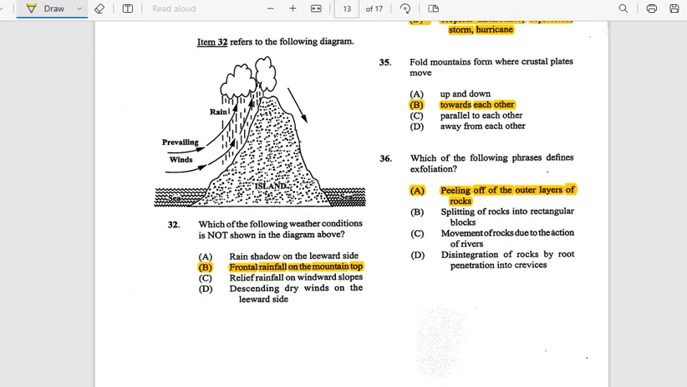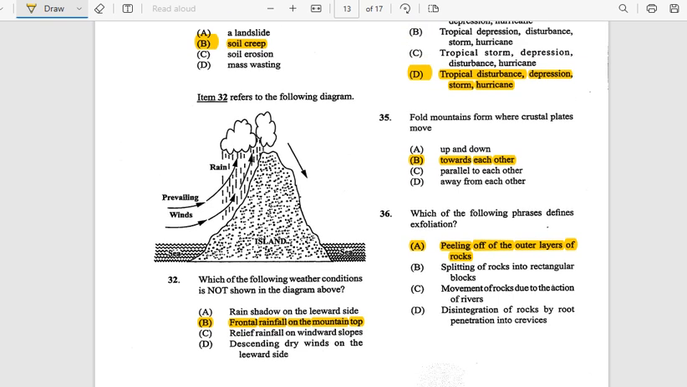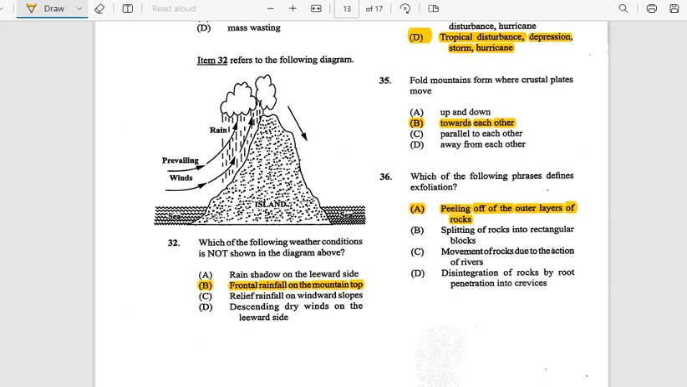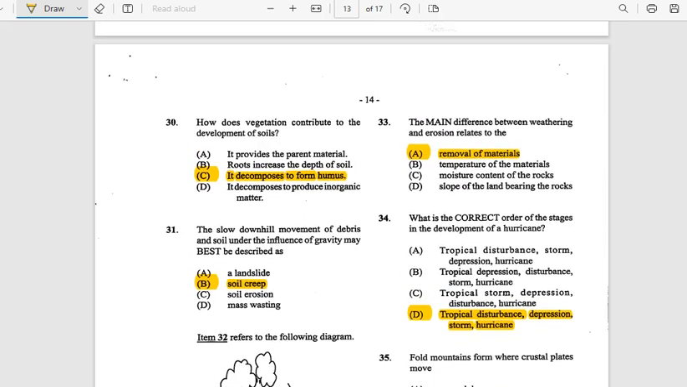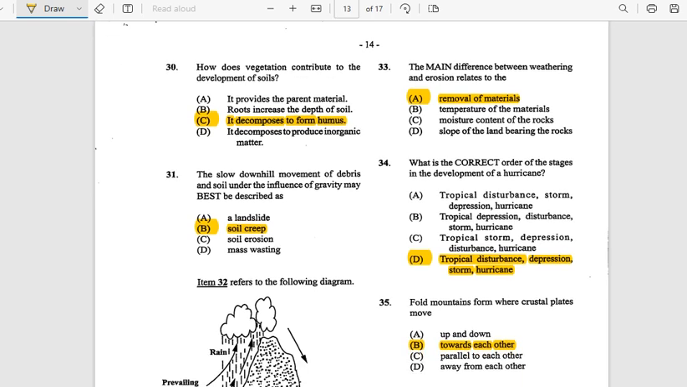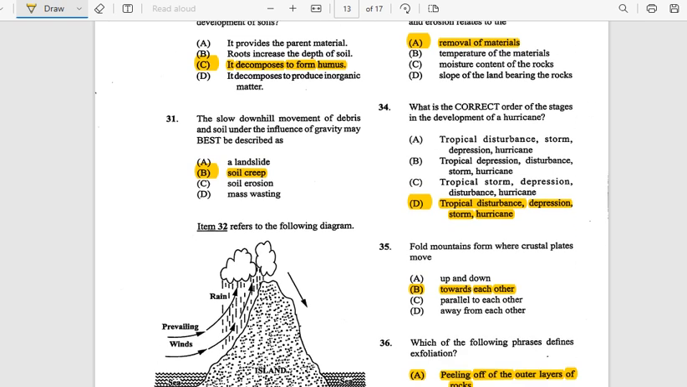All right, number 32. Which of the following weather conditions is not shown in the diagram above? So as you guys could see, we have prevailing rain, we have winds, we have the island here. So we will not have frontal rainfall on the mountain top. As you guys could see, there's not frontal rainfall on the mountain top. Number 33. The main difference between weathering and erosion, and I think this one was a common one as well, is the removal of material. All right. Number 34.